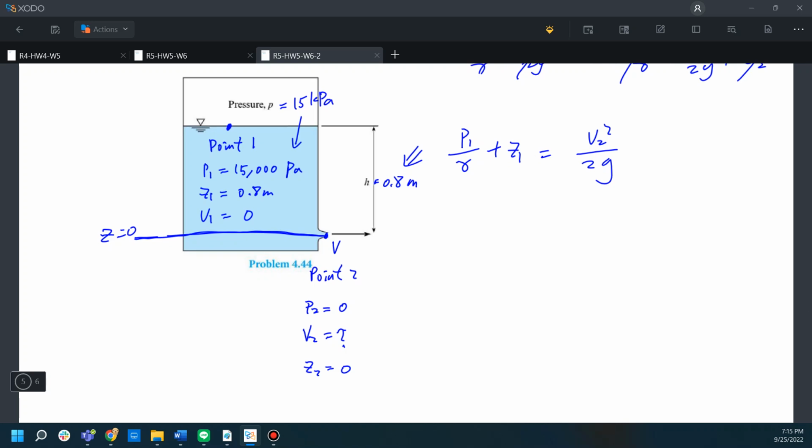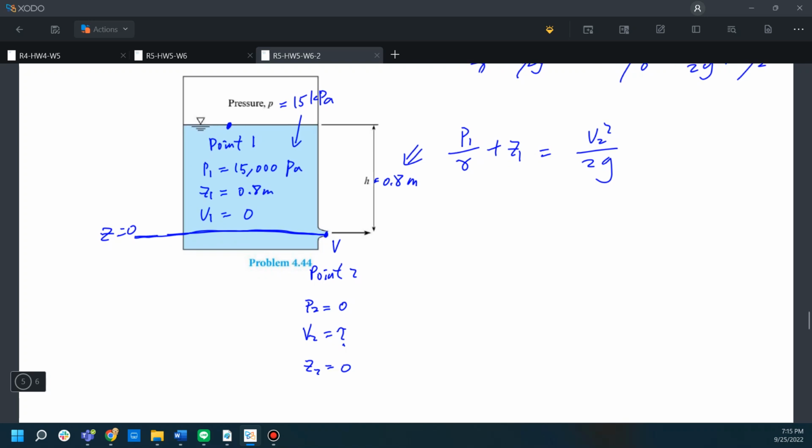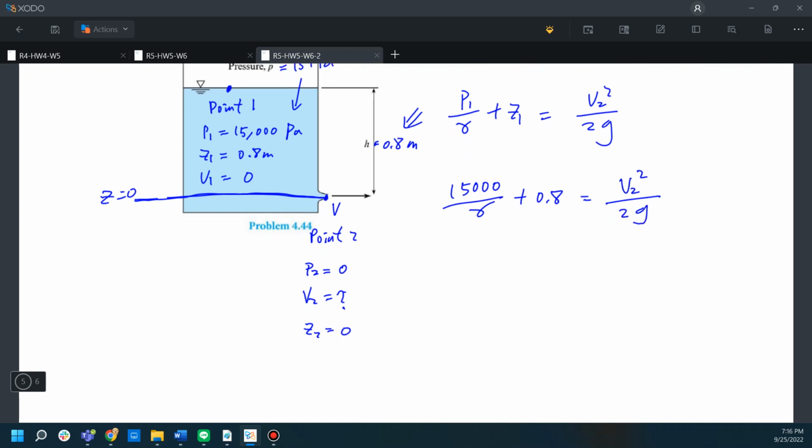Okay, now we can plug in the numbers. C1 is equal to 0.8, V2 is the variable that we will solve, divided by 2g. And gamma is equal to 9790, and g is equal to 9.81.